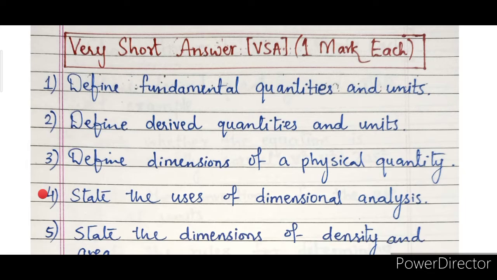The answer would be, number 1, to check the correctness of the physical equations. Number 2, to establish the relationship between related physical quantities. Number 3, to find the conversion factor between the units of the same physical quantity in 2 different systems of units. So this much you have to write as the answer for this question.